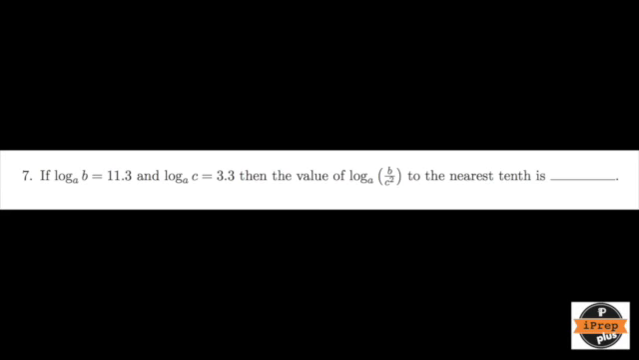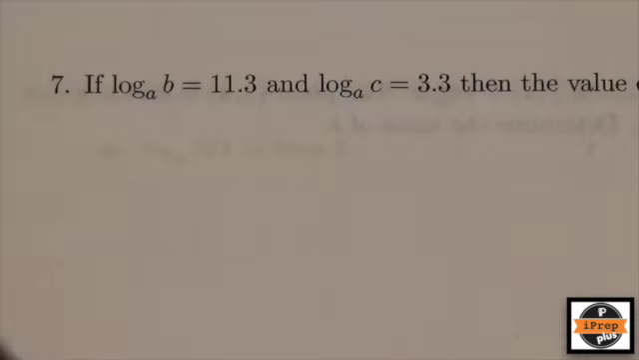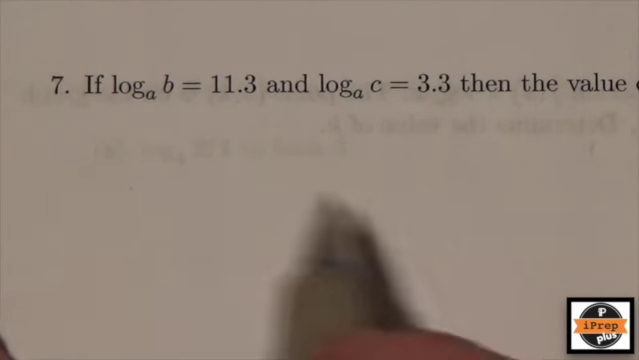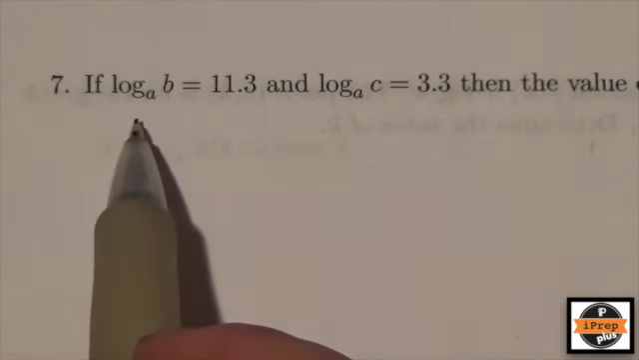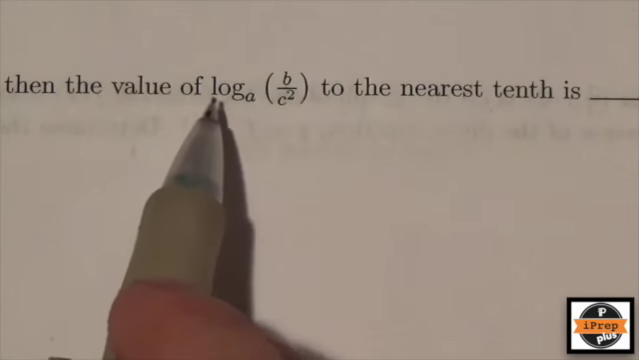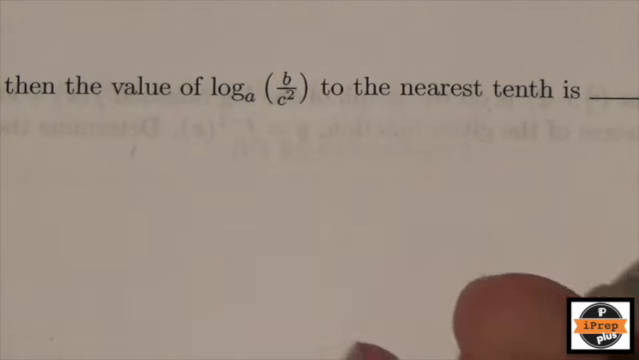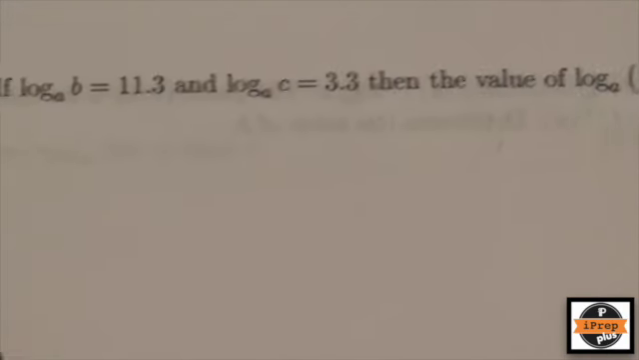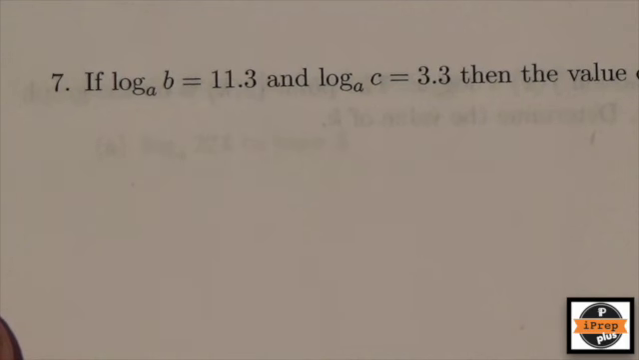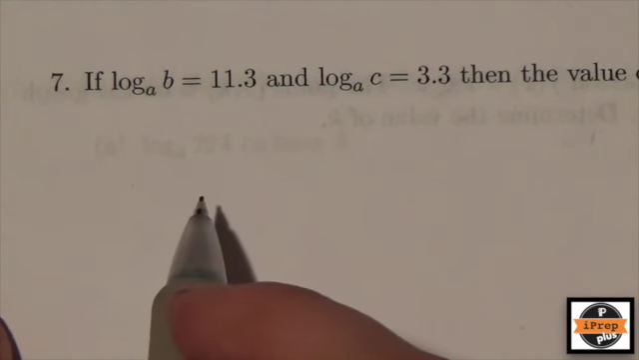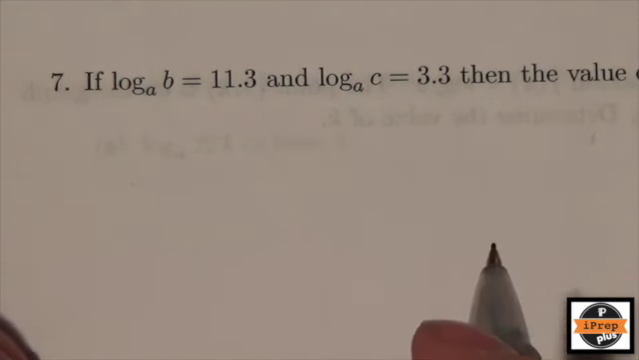Example 7. This next question is very similar to the last few that we've done. Log base a of b is equal to 11.3 and log base a of c is equal to 3.3. We're given some information about a couple of logarithms, and then we're asked to figure out the log base a of b over c squared to the nearest tenth. There are a couple of different ways of doing this, depending on where you're at in this course right now, so I'll do them both ways.